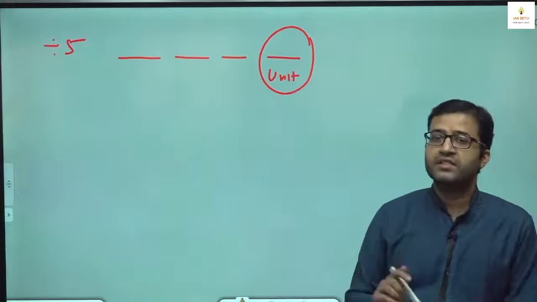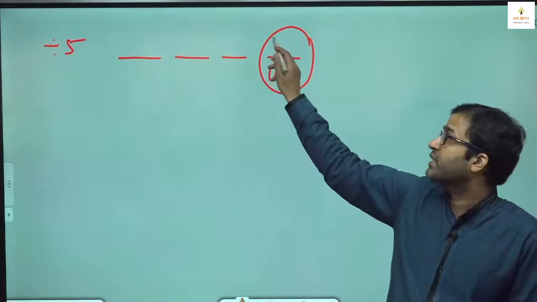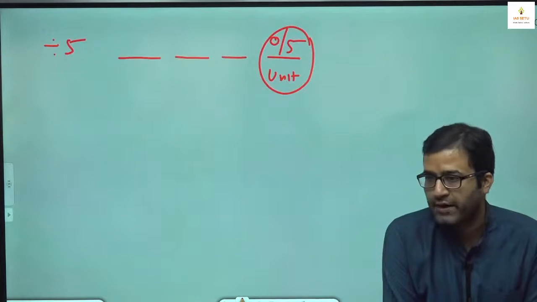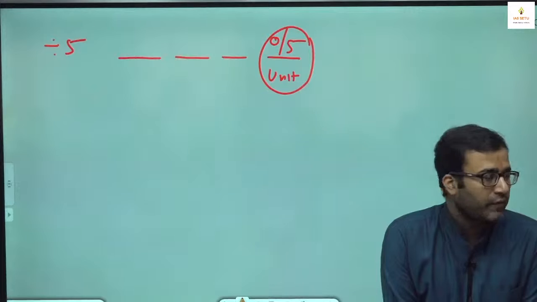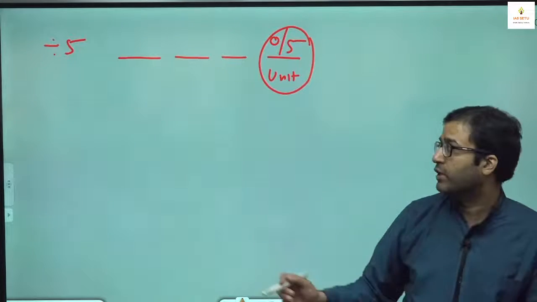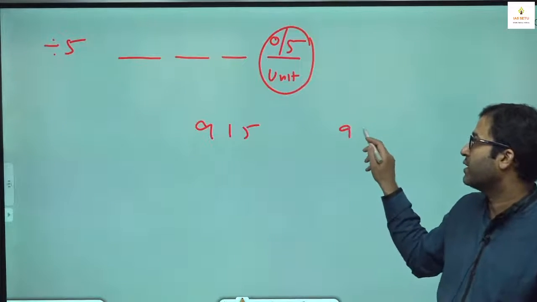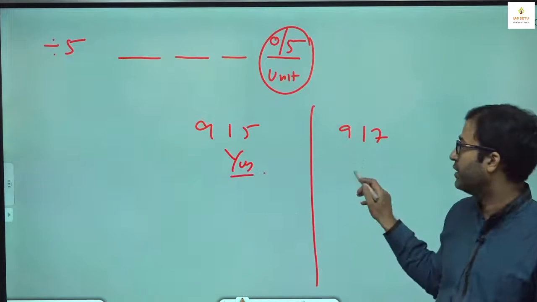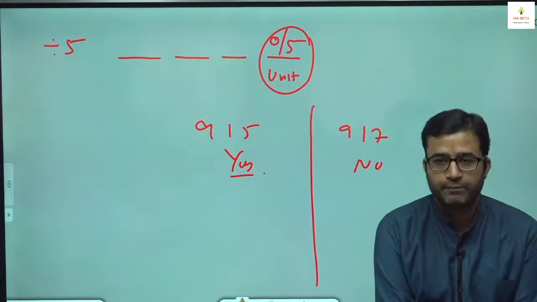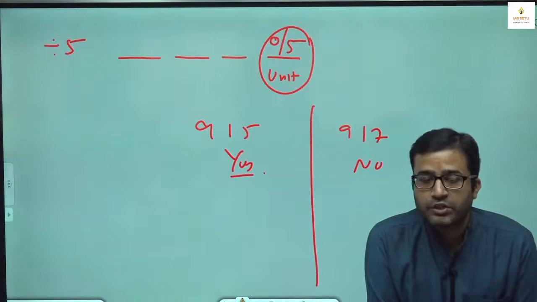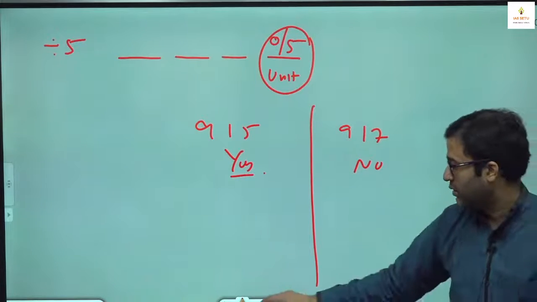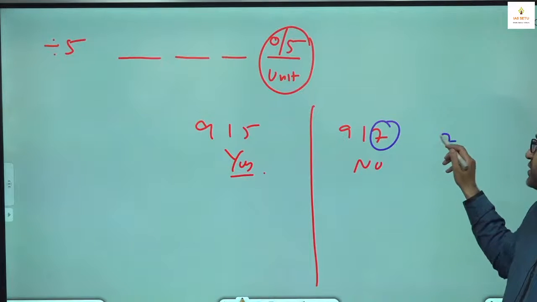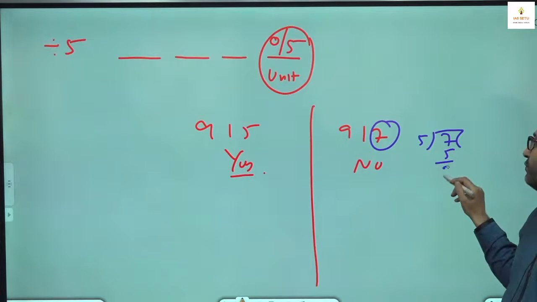डिविजिबिलिटी ऑफ 5 में what is the requirement? That at unit place it has to be either 0 or 5. Either 0 or 5, it is divisible by 5, otherwise not. Like for example 915 and 917. So can we say yes, it is divisible by 5? Here, no, this is not divisible by 5. Then if it is not divisible, then what is the remainder? Last digit is more than enough to tell you the remainder. This 7 divided by 5 gives you a remainder 2.